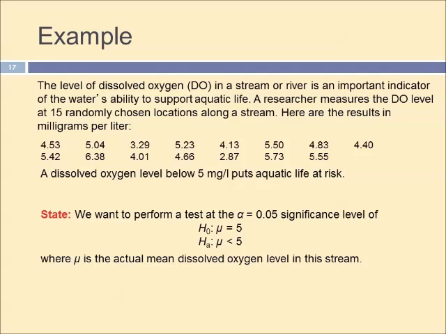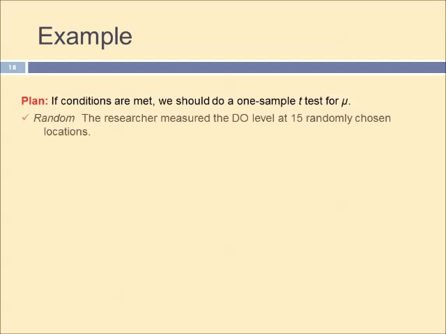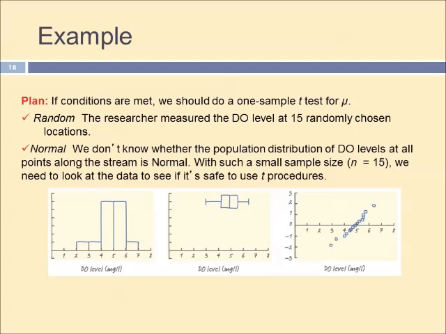So the null hypothesis is that the mean level of dissolved oxygen in the stream is 5. The alternative is that it's less than 5. Okay. So again, if the conditions are met, we can do a one-sample t-test. So is it random? Yes. The researcher measured it at random locations.